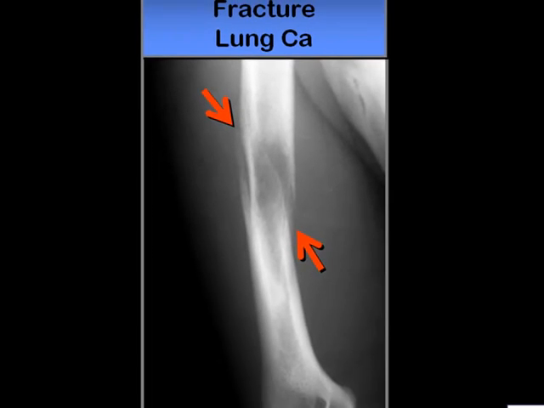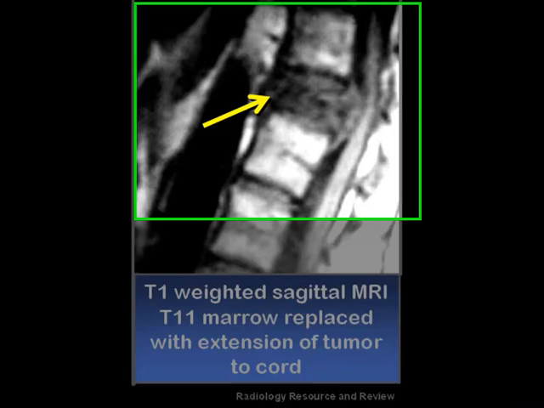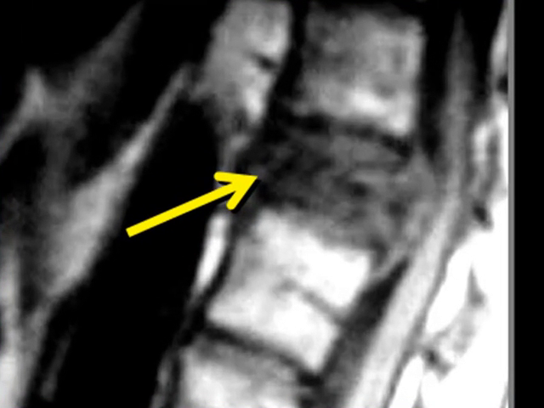This is a T1 weighted sagittal MRI of the spine, which shows that the marrow in T11, the yellow arrow, has been replaced by tumor, and there is extension of the tumor to the cord. The cord is being compressed.